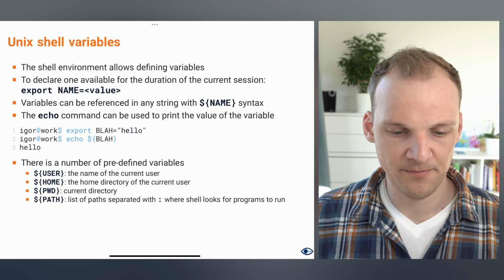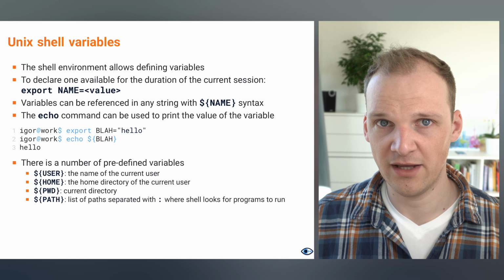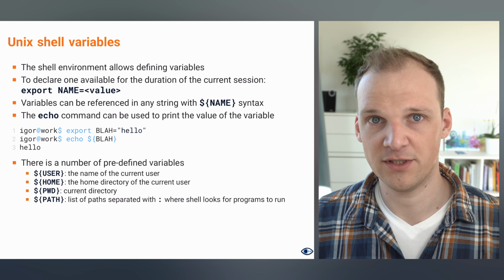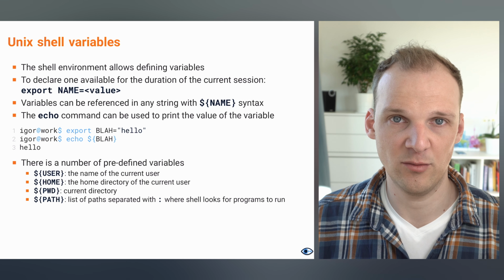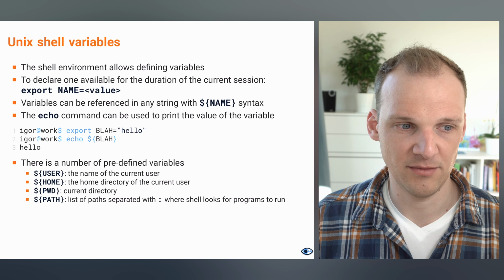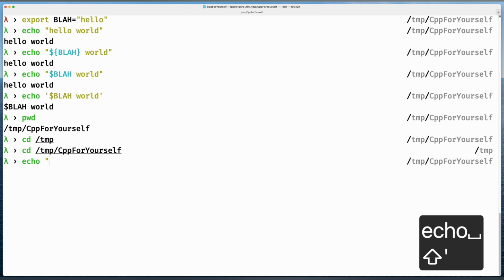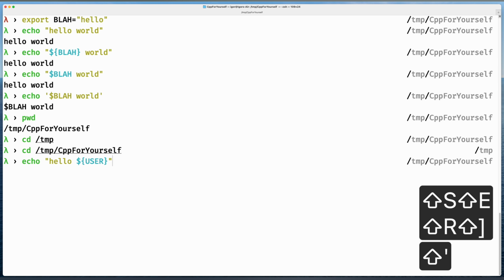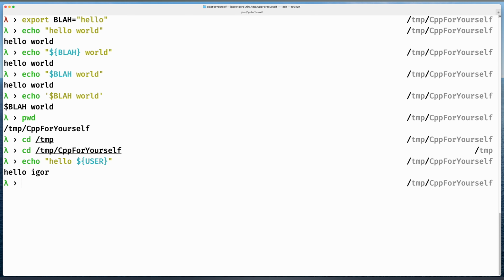Great. Let's talk now again a little bit more about the variables that we've just touched upon. We can define, of course, our own variables, but there is a bunch of variables that are already available on the system. So if I type echo hello, and then I want to use the variable user, I'm going to be getting a hello Igor as an output, because user is a predefined variable, and it gets populated with the name of the user currently logged in the system. And on this system, it's me and my name is Igor. So everything checks out.